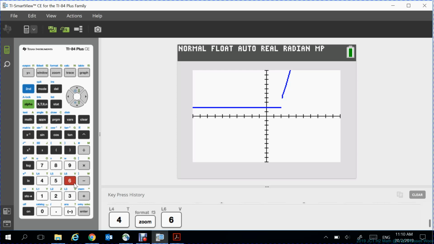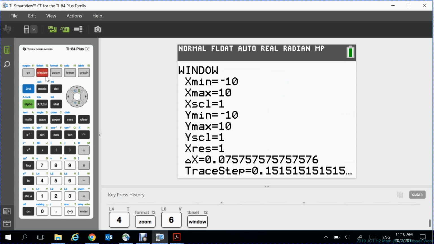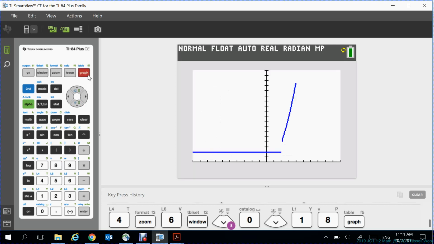So we go to window, press window. Then you tell the GC, hey, I want to see bigger, I want to see 16. This Y maximum is something wrong. So I want Y minimum, no need to be minus 10, just 0 will do. Then for this one you put 18, whatever. Then it looks good. Then you press graph. There you have it.